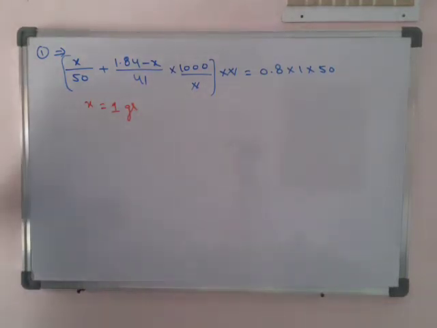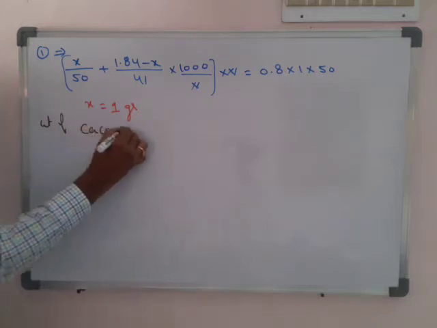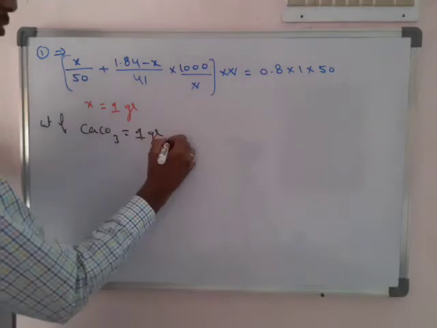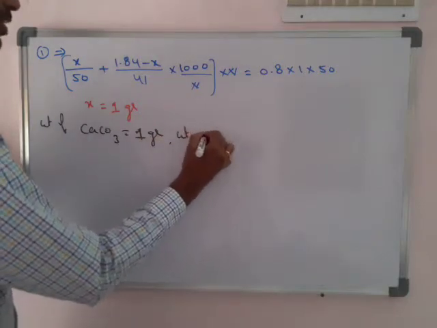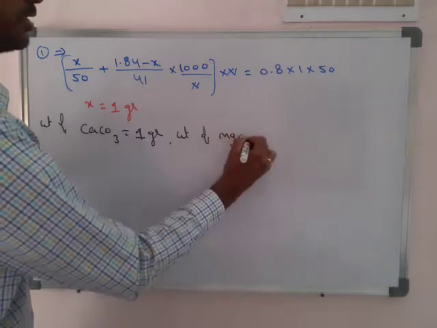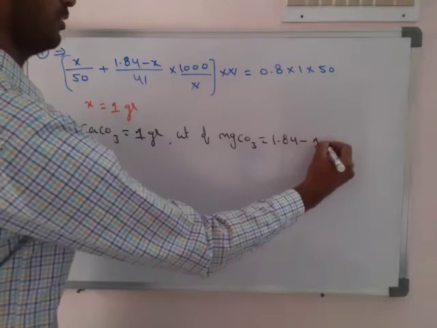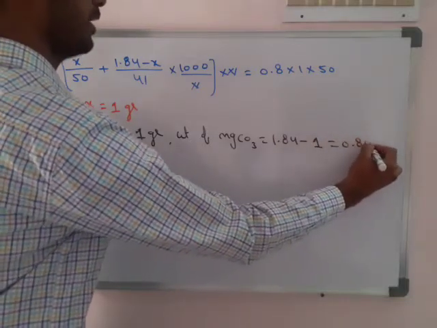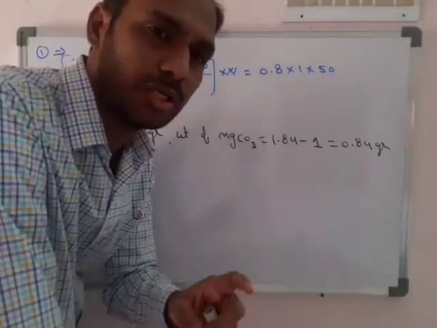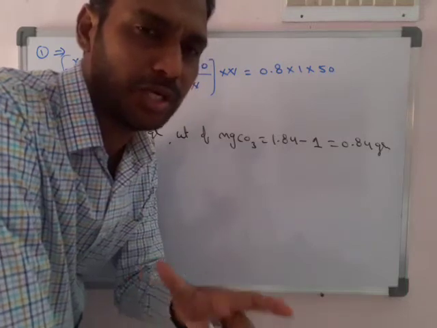What is the weight of calcium carbonate? It is equal to 1 gram. So then what about MgCO3? What is the MgCO3 weight? 1.84 minus X, that is 0.84 grams. So now we got the weights of CaCO3 and MgCO3 separately in the 1.84 grams of mixture.